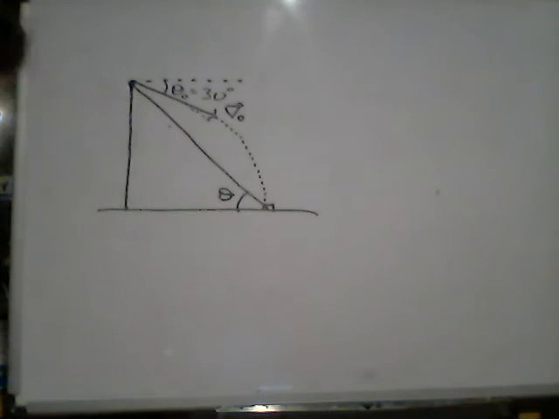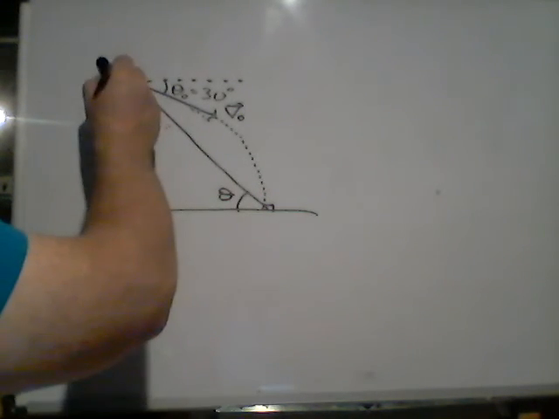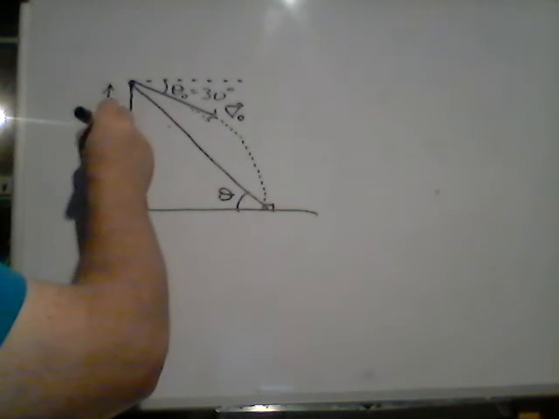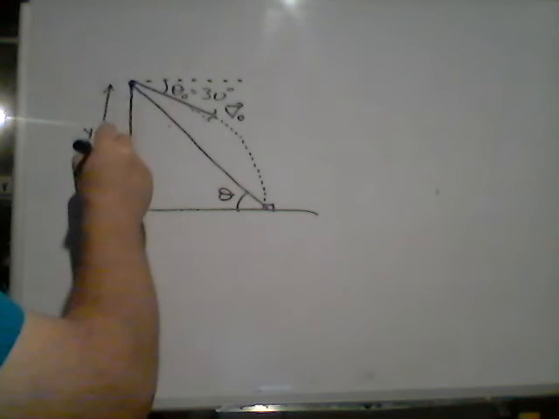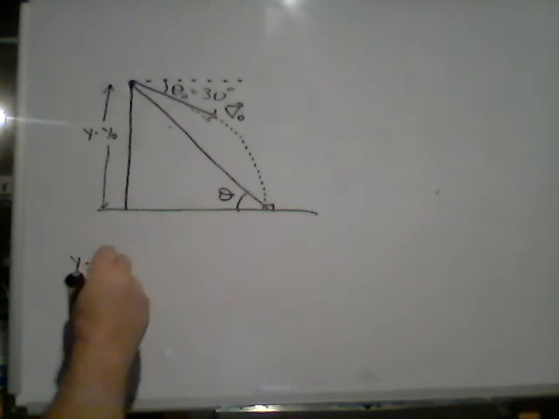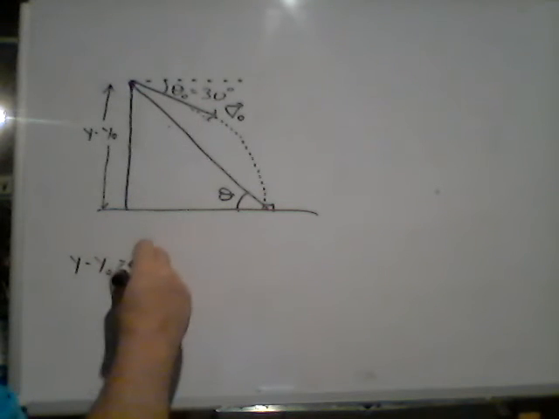We also know this. We also know what we call y minus y naught. We know that y minus y naught is 2.4 kilometers.